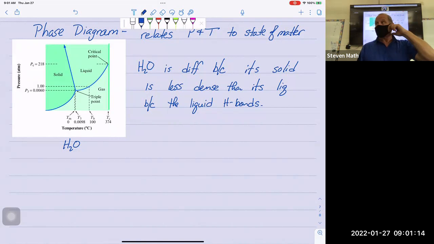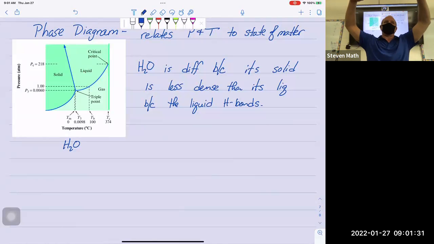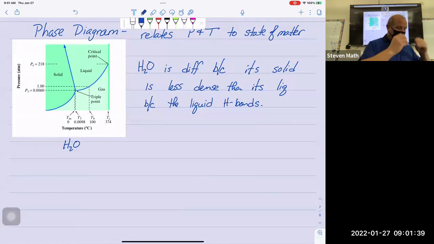That's really unusual. And it's probably one of the keys to life, because if it didn't, lakes and oceans would freeze from the bottom to the top. Aquatic life would die. We would never crawl out of the primordial ooze. Sorry, kids. Good news, we did.